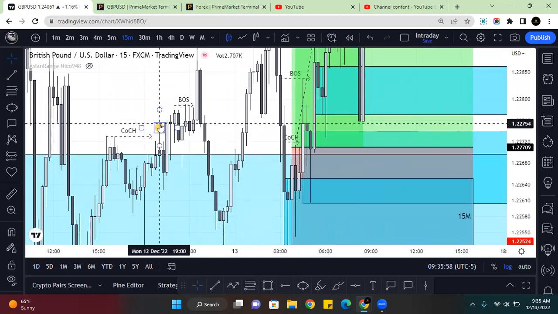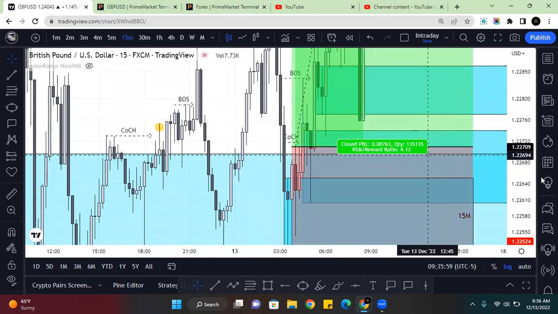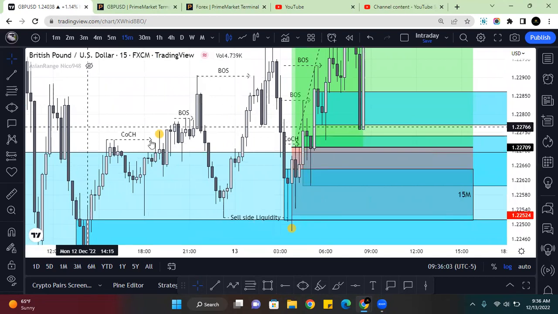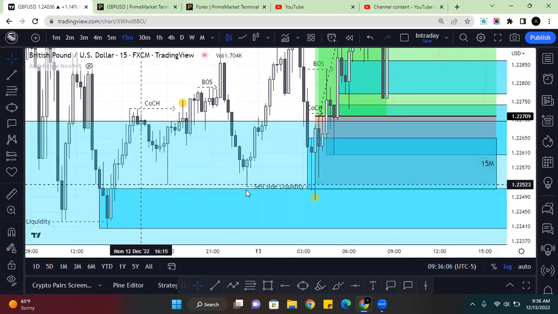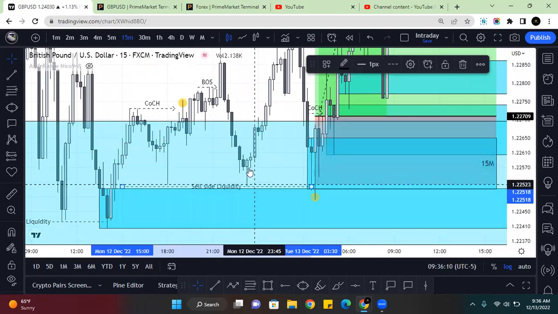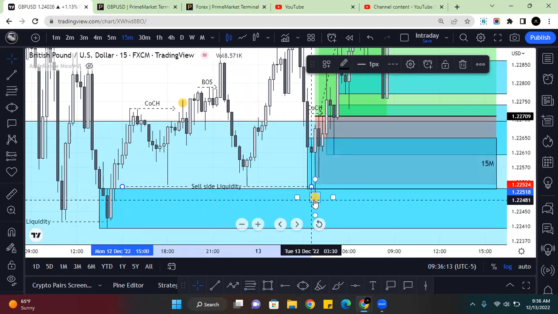So you had a change of character right here, and there's an unconfirmed bullish reversal at the time. Price came back up, and this is the order block actually that caused the change of character. If I pull this over, you can see that all of this was sell side liquidity down to this wick right here, which I'll also mark up.